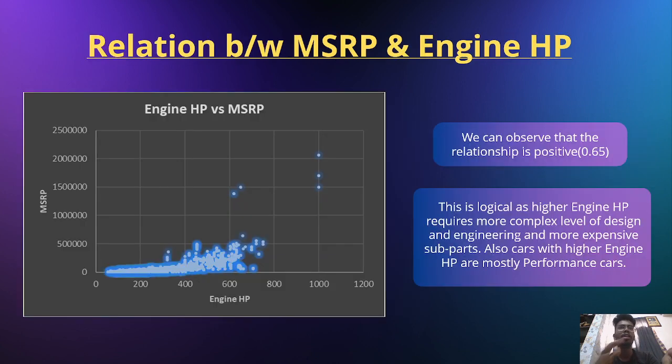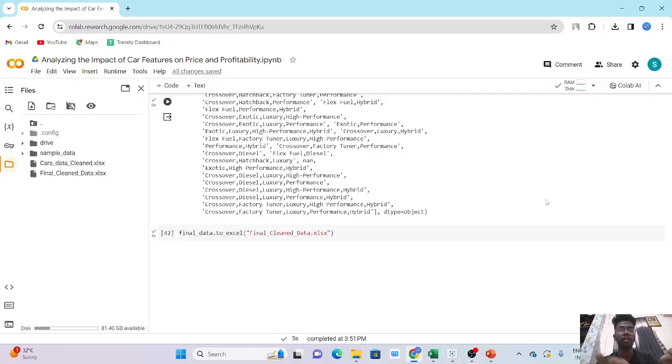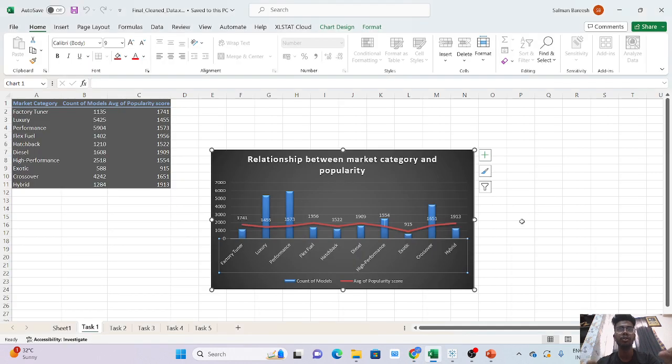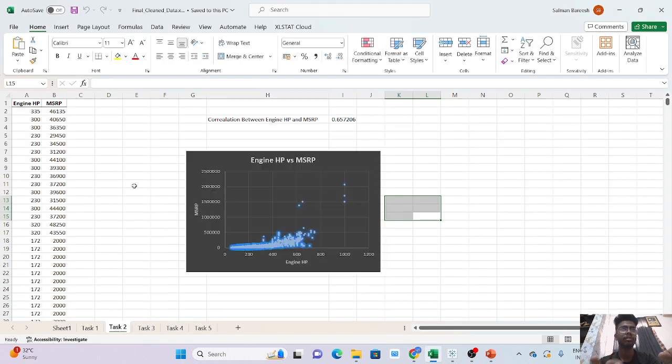So next is the relationship between MSRP and engine HP. We did some analysis to find a relationship between the price and engine HP. This is task 2. So you can see that we have taken the engine HP values and MSRP values, and we have used the CORREL formula to find the correlation between engine HP and MSRP.